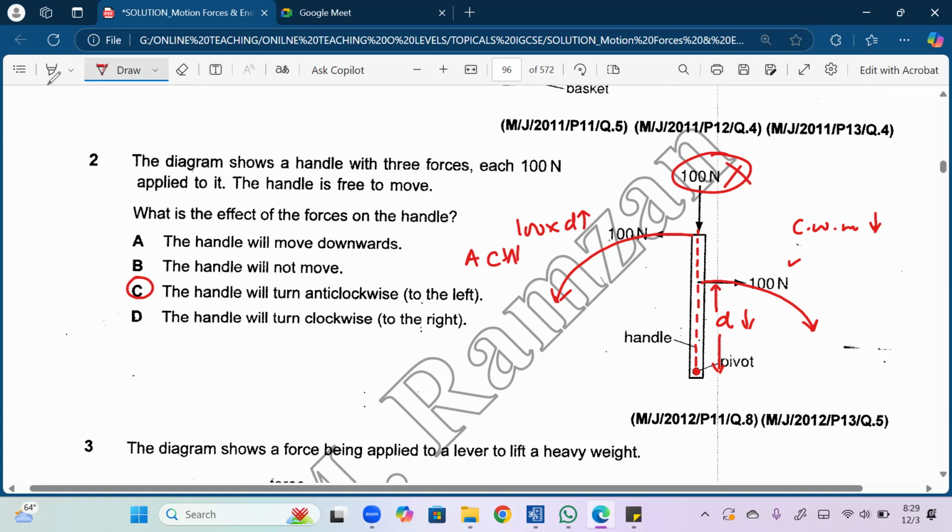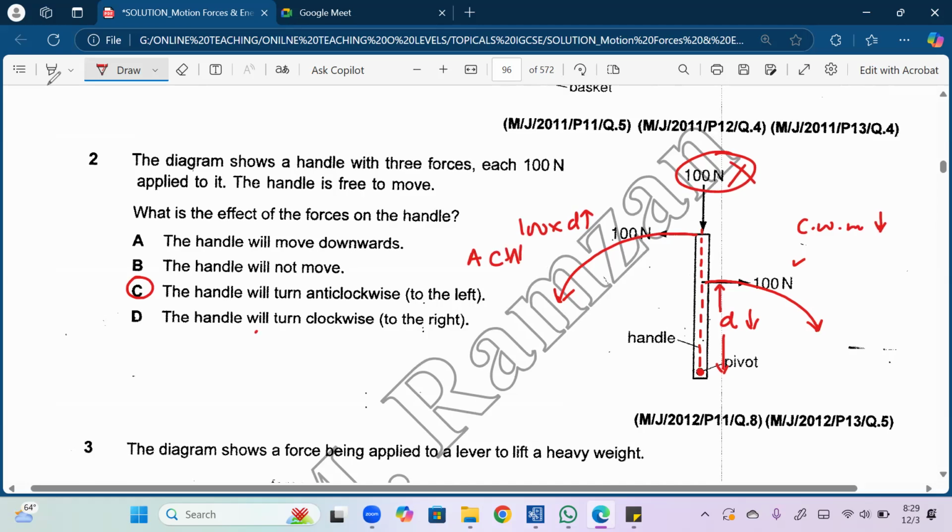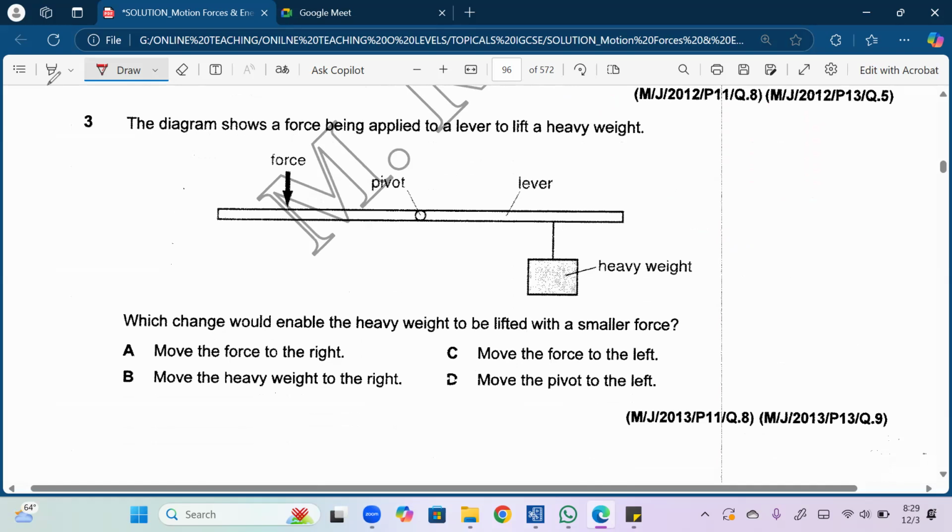Now question number three. The diagram shows a force being applied to a lever to lift a heavy weight. Which change would enable the heavy weight to be lifted with a smaller force? The moment produced by the load is the weight of the load multiplied by the distance. We cannot change the position of this load. To make it easier, with a smaller force, the distance at which the force is applied should be bigger. So we have to move this force to the left.